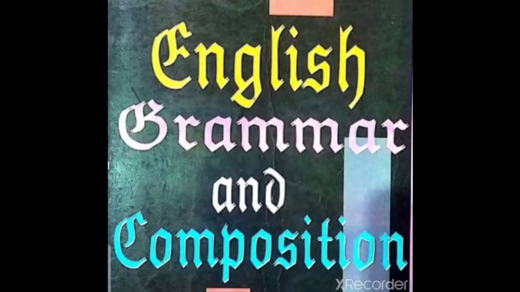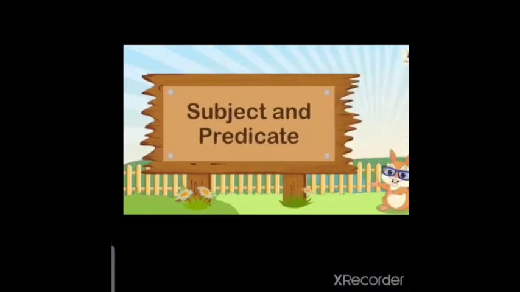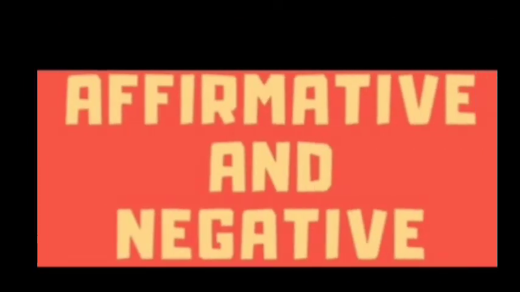So let's start. Before I start my explanation, I will request you all to open your textbook. In this video, we are going to learn about subject and predicate, two important parts of a sentence. In our previous class, we studied what is a sentence, what is a phrase, and what are the different types of sentences. I hope you remember them all. And also, I'm going to tell you what is an affirmative and what is a negative sentence.